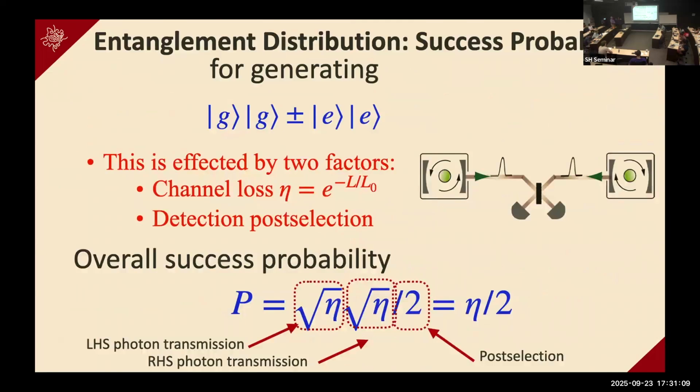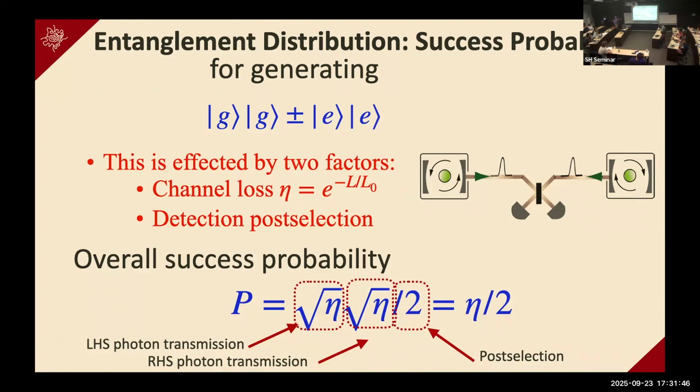So when I put channel loss in, one of the nice things of these calculations is channel loss is easy to handle. When I put channel loss in, the photon's lost in the channel. That means that photon is not available for the detector. So if I say channel loss for the entire length here is e to the minus L over L0, the overall success probability is the probability of losing a photon here, the square root of eta, the probability of losing a photon here, square root of eta.